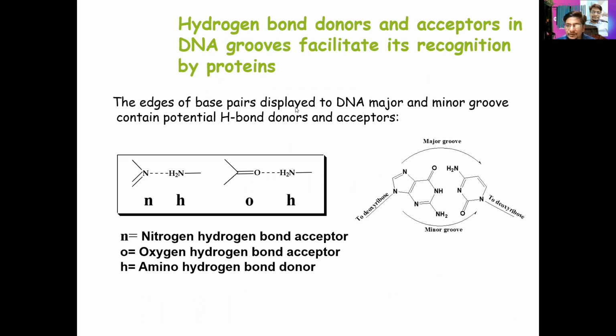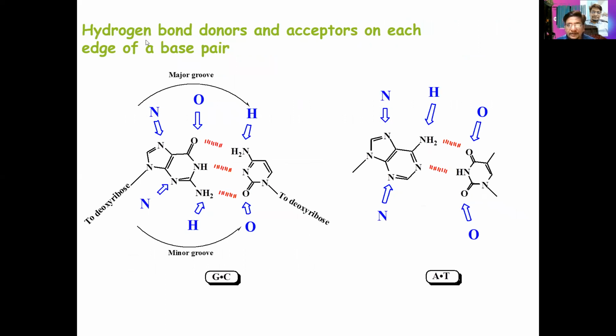And the hydrogen bond donor, we know in the periodic table only 3 elements can form the hydrogen bond: nitrogen, oxygen, and fluorine. Fluorine is usually not found in the biological system too much. So it is the nitrogen and the hydrogen that are going to play the important role. Just now I explained before, the edge of the base pair displayed in the DNA major and the minor groove. They contain the potential hydrogen bond donor and the acceptor. Look at over here, hydrogen bond donor and acceptor.